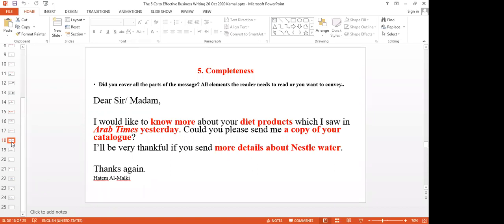The last factor or standard, ladies and gentlemen, as you can see, is completeness. And actually, we referred to this during our talk about the other four. Completeness is: did you cover all the parts of the message, all the elements the reader needs or you want to convey?